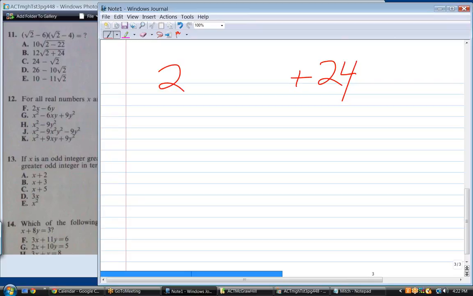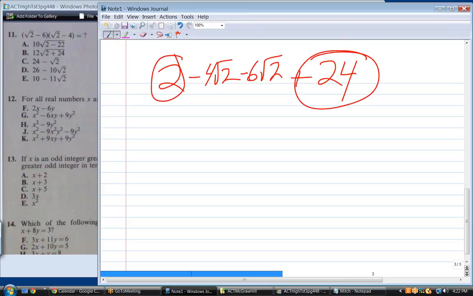Has to be D, without doing the middle. The middle is only going to produce square roots of 2. In other words, when I multiply that times that, I get minus 4 root 2. And when I multiply that times that, I get minus 6 root 2. But the first term and the last term are the only integer terms that are going to come from foiling it. So I really don't need to FOIL it completely. I just need to come up with the first number and the last number.